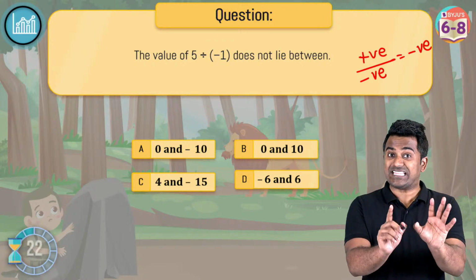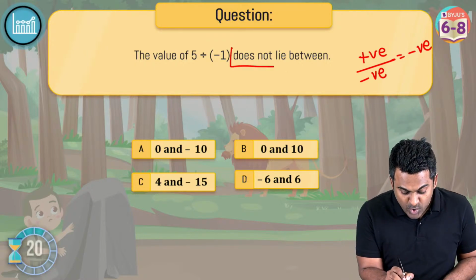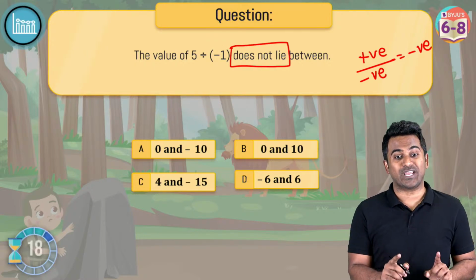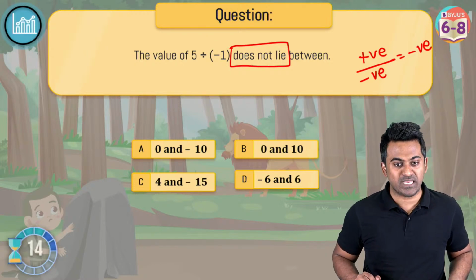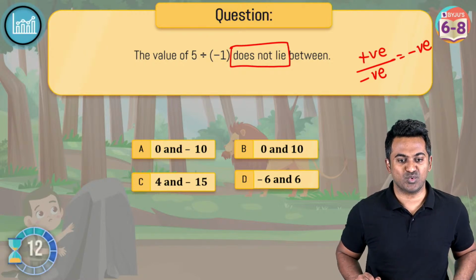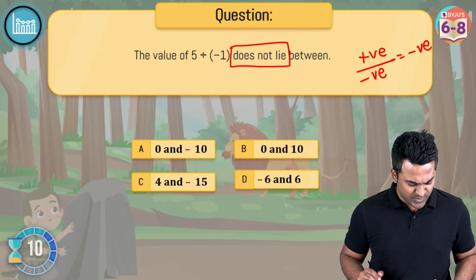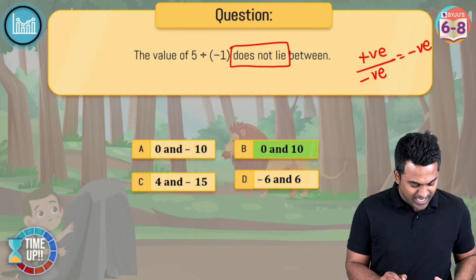Make sure you're reading this carefully though. This means it does not lie between. Okay, does not lie between. Okay, I am getting answers to these. Option B is what the students are saying. Okay, let's see if this is going to be the correct one. Okay, I am going to rush through.